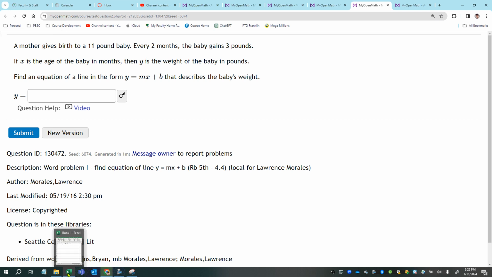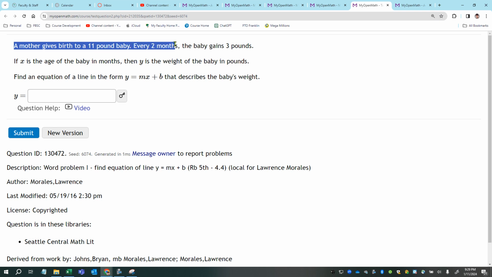All right, so this question is a word problem, and a lot of times word problems can throw us off. Let me read through it, and then I'll tell you how easy this one is to do. It says a mother gives birth to an 11-pound baby every 2 months.